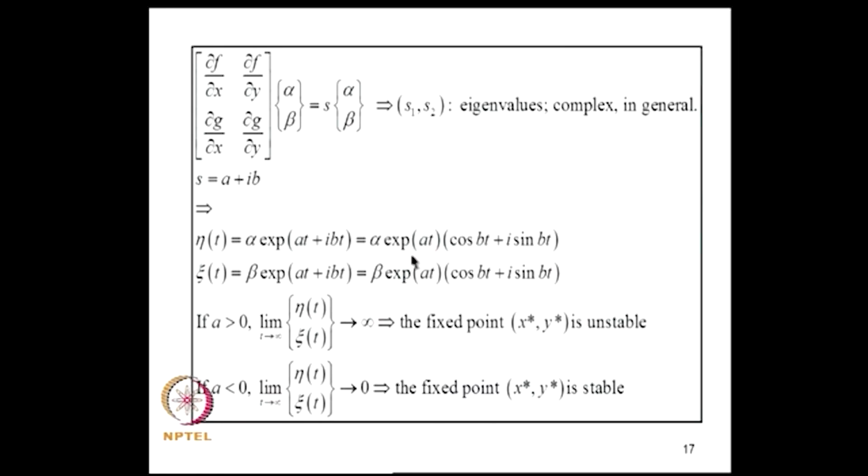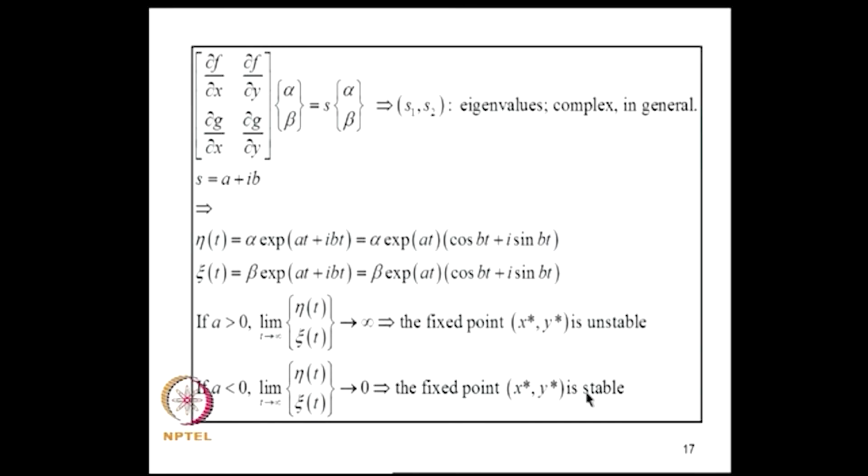E raised to A t will grow to infinity if A is positive. So, if A is greater than 0, then the limit of eta and xi as t tending to infinity becomes infinity, and then we say that the fixed point x star comma y star is unstable. Mind you, this matrix is evaluated at this x star y star. If A is less than 0, on the other hand, as t tends to infinity the perturbations die, and we say that the fixed point is stable.